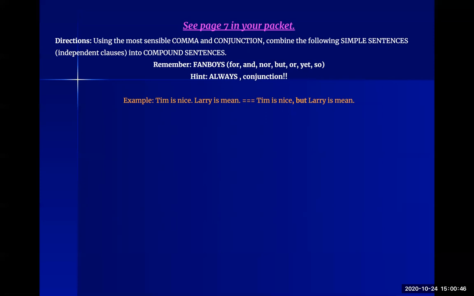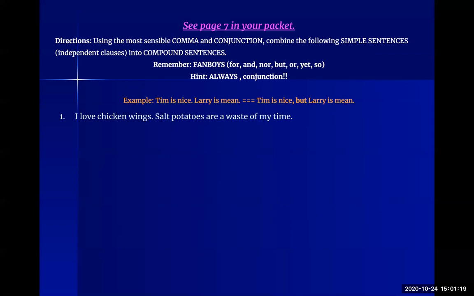So for example, Tim is nice, period. Larry is mean, period. Those are 2 simple sentences, and we want to make them into one compound sentence. So we can change that to Tim is nice, comma, but Larry is mean. Okay, comma, but makes that be the magic glue that glues it together, and it makes it a complete sentence. So it is a compound sentence. Let's look at number 1.